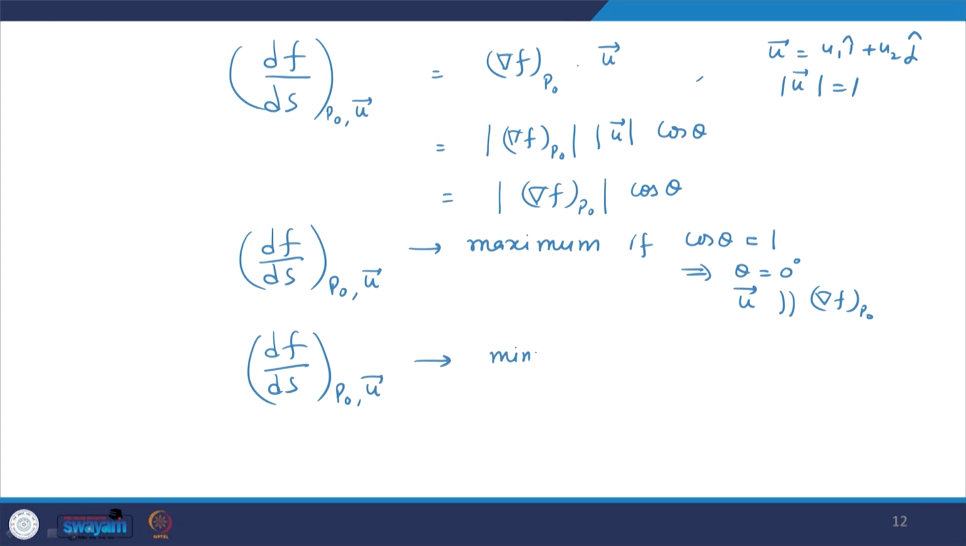Okay. Similarly, if you want to see when df upon ds at p naught in the direction u is minimum, it is minimum if cos theta is -1, that means theta equal to pi. So, this means the direction of u is the negative of the gradient of f at that point. If the direction of u is opposite to the direction of the gradient, that is the direction where it decreases most rapidly, a descent direction. The gradient direction is an ascent direction, where it increases most rapidly, and this is a descent direction where it decreases most rapidly.